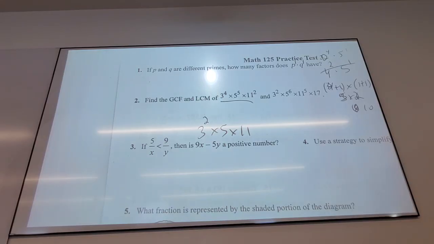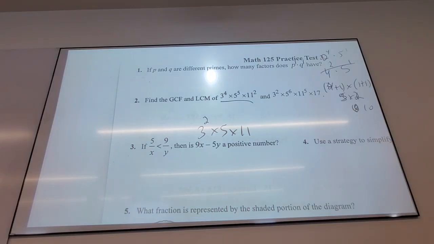Does everybody see how I built 3 squared times 5 times 11? Right? I took 2 3s, 1 5, because it's got 4 3s, 5 5s, and 2 11s. So I just put together all these different factors. You could use anywhere from 0 to 4. Good. So how many options is that? 0, 1, 2, 3, 4. That's 5 options. Yes. That is why I add 1 to the power.